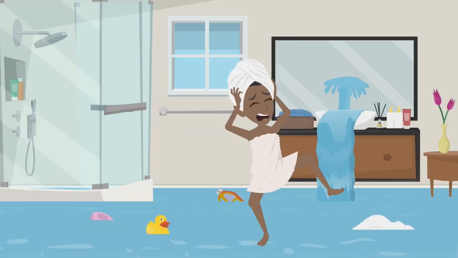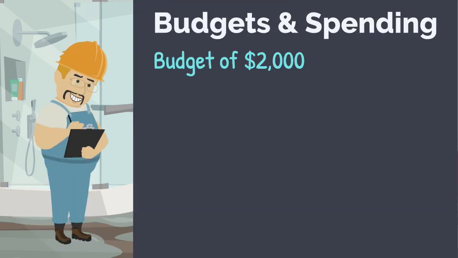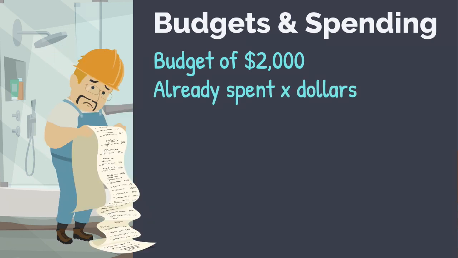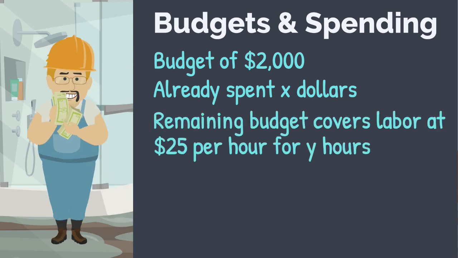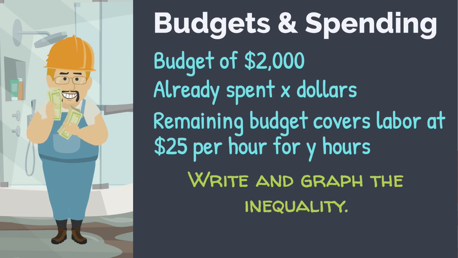For a particular project, Randy budgets $2,000 for plumbing repairs. Randy has already spent x dollars. The remaining budget must cover labor at $25 per hour for y hours. Write and graph the inequality expressing the relationship between x, y, and the total cost.